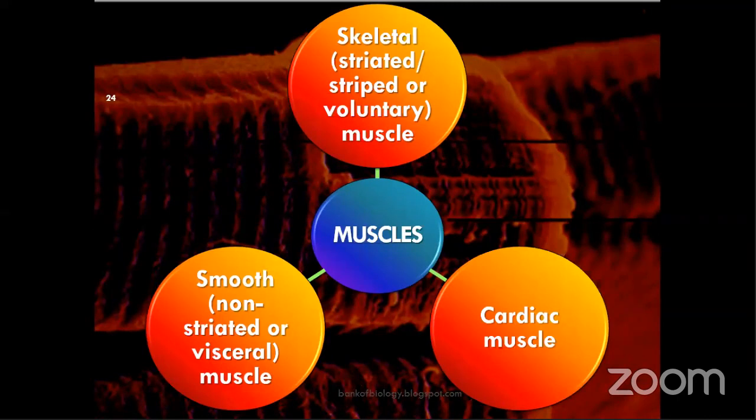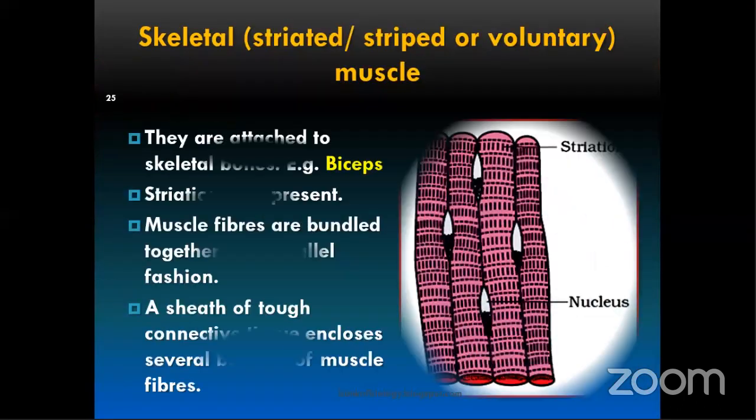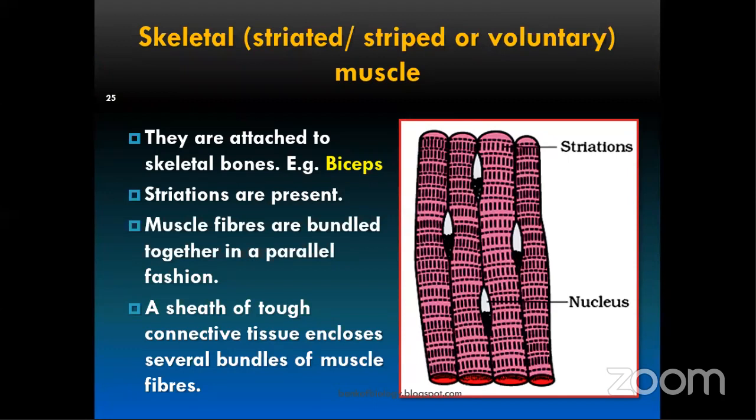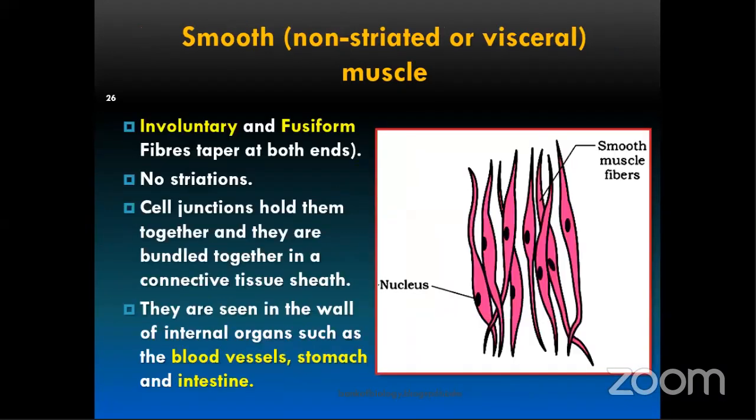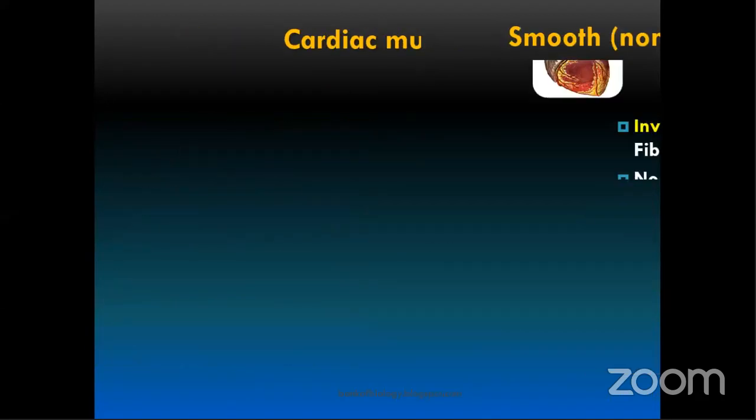Then we have the cardiac muscle. Skeletal, striped, or voluntary muscles are attached to skeletal bones, that is biceps. Striations are present. So muscle fibers are bundled together and in parallel fashion. Remember this, they undergo fatigue. The next one, we go to smooth muscle. Smooth muscles are small, spindle shaped, and they taper at both the ends. The cell junctions hold them together, and then they are bundled together in a connective tissue sheath. They are seen in the wall of internal organs such as blood vessels, stomach, and intestine.